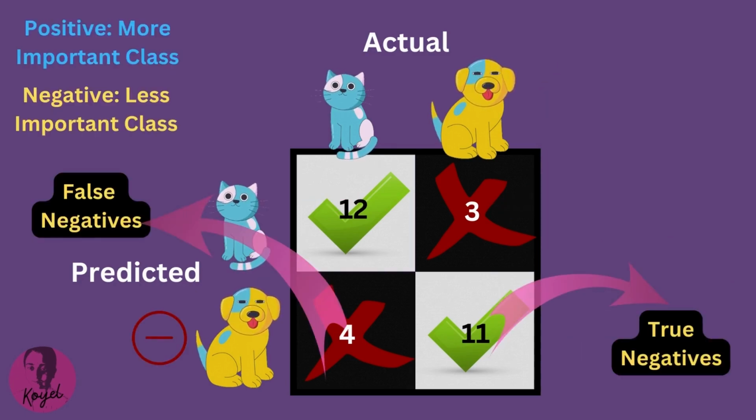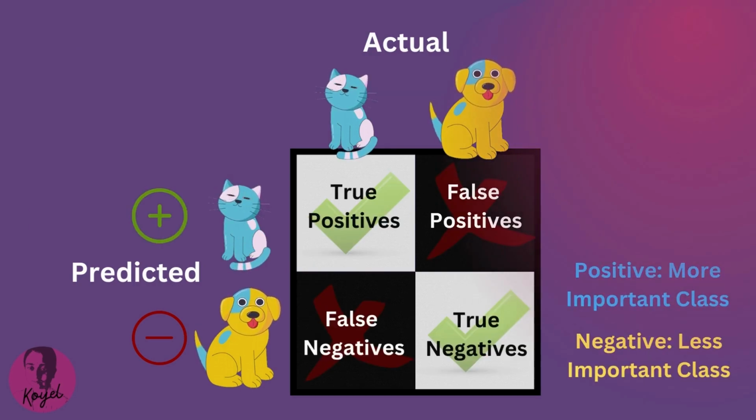Similarly, the bottom left cell counts those cats that are incorrectly classified as dogs. These are called false negatives. The bottom right cell represents the frequency of correctly classified dogs. They are known as the true negatives. In this way, each cell of the confusion matrix is specific to a particular term. For a detailed discussion, let's proceed to the next section.